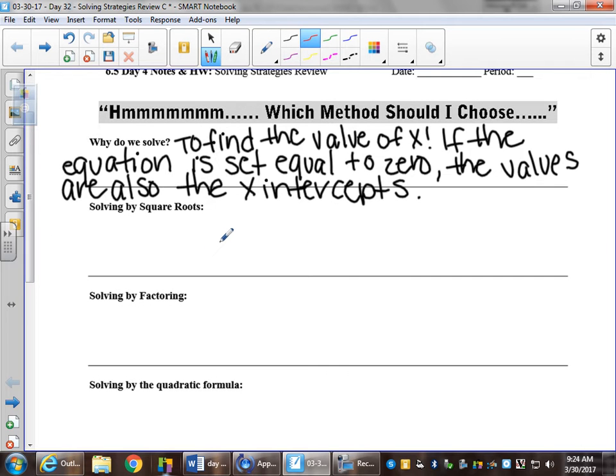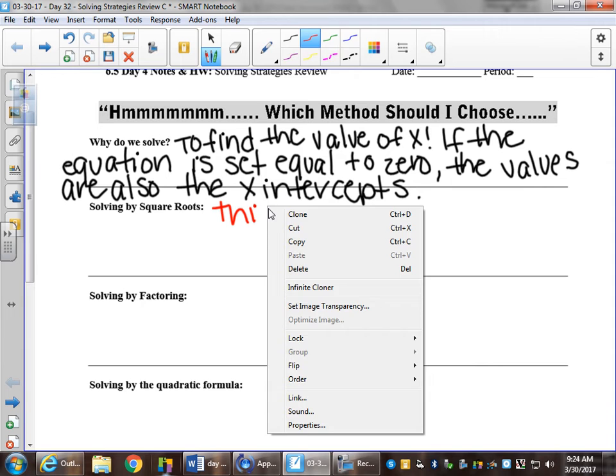So our first method, which you guys should be familiar with, solving by square roots. What real world type of problem did we solve by square roots? What are our two types of real world problems? Velocity and falling. So which one did we use square roots by? Falling, yes. So that's where you've seen that.